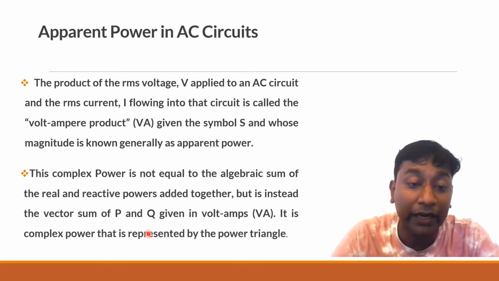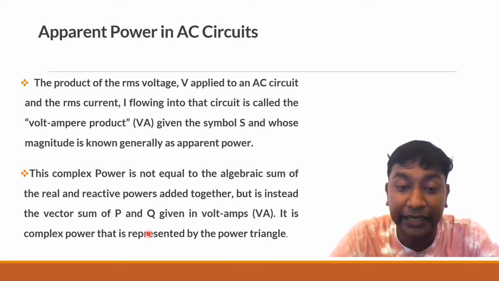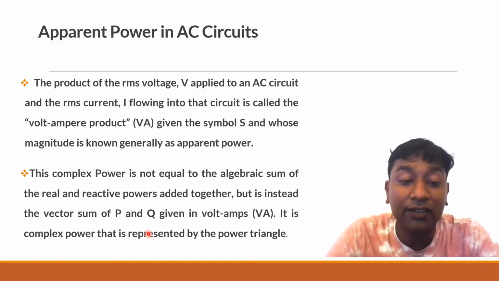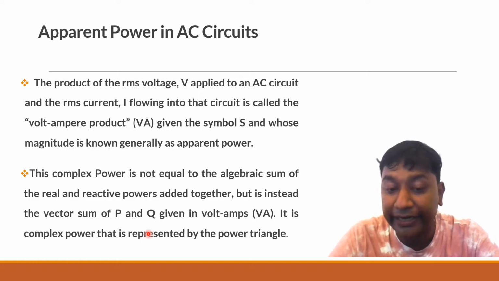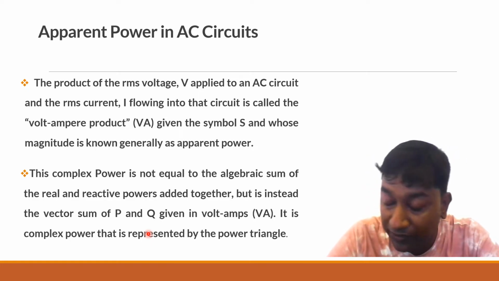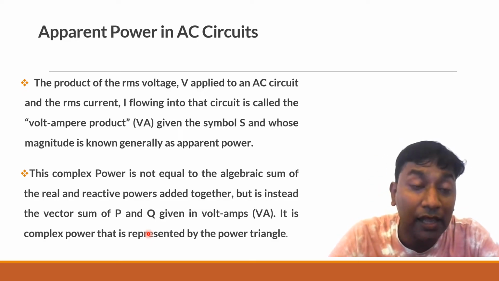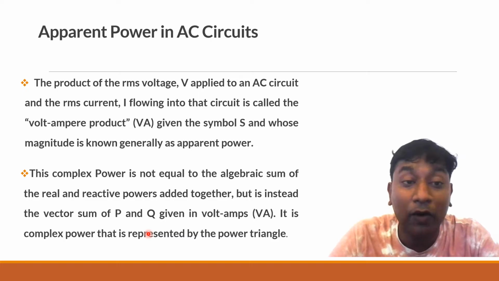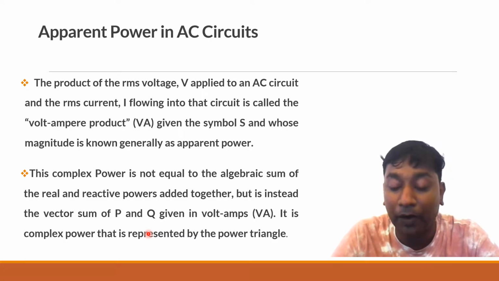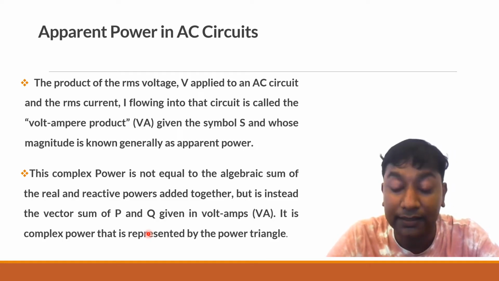So this apparent power is a complex power. It is not equal to the algebraic sum of real and reactive powers added together, but instead the vector sum of P and Q, given in volt ampere. It is complex power that is represented by the power triangle. So there are three powers we have seen: first the real power, then reactive power and apparent power. Reactive power and apparent power both are available in the AC circuit.